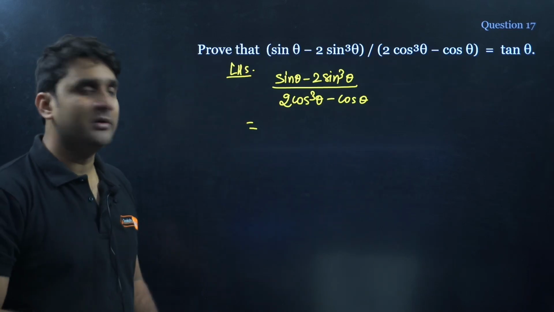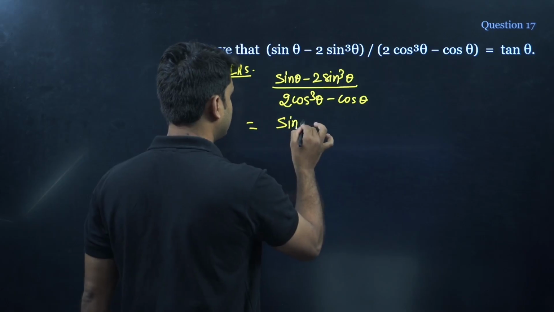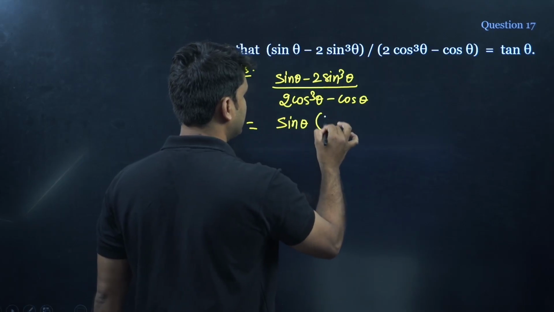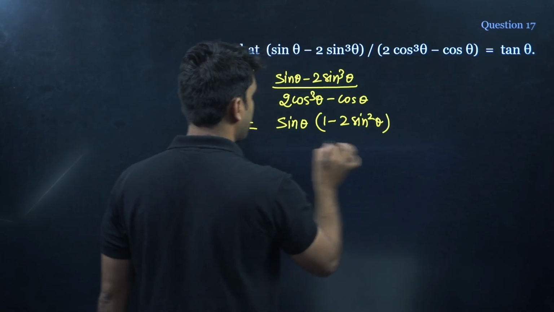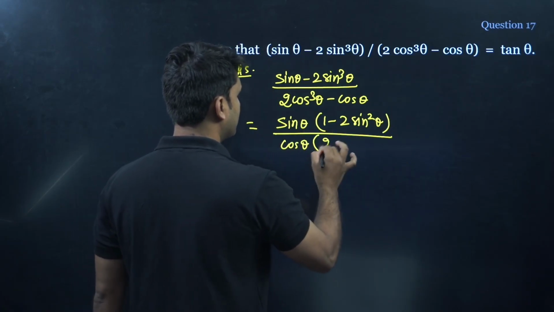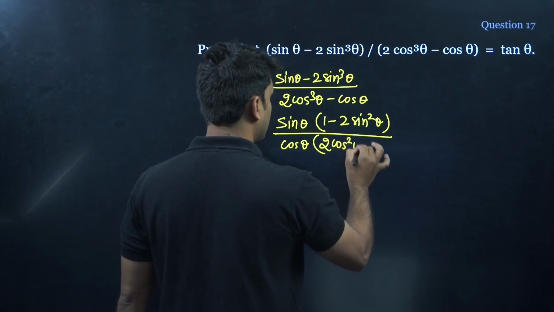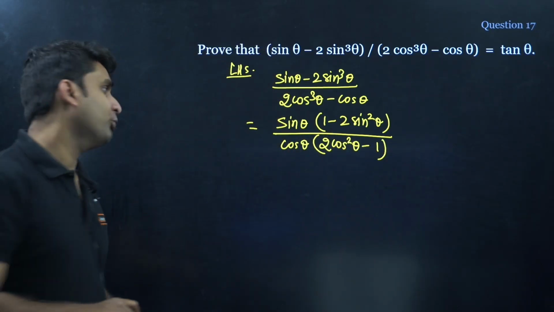We can take sin theta common from the numerator. So this will be sin theta times 1 minus 2 sin square theta, divided by, we can take cos theta common here, so this will be 2 cos square theta minus 1. Any problem to anyone? No problem, sir.